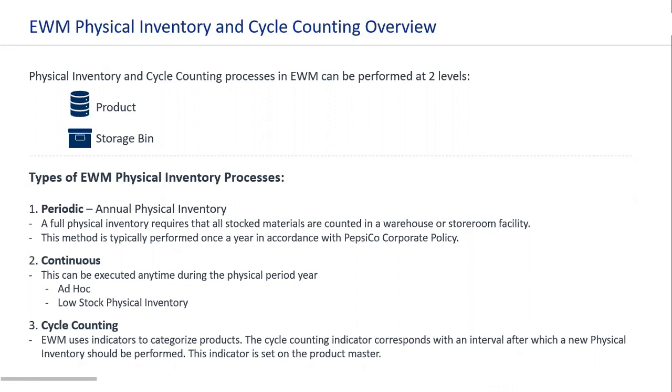And then you've also got cycle counting, so EWM uses indicators to categorize products. The cycle counting indicator corresponds with an interval after which a new physical inventory should be performed. And again, this would all be set on the product master. So you might have certain materials at a site which are very high value, and you might want to cycle count them once a day to make sure everything's right. Others you might do once a month.